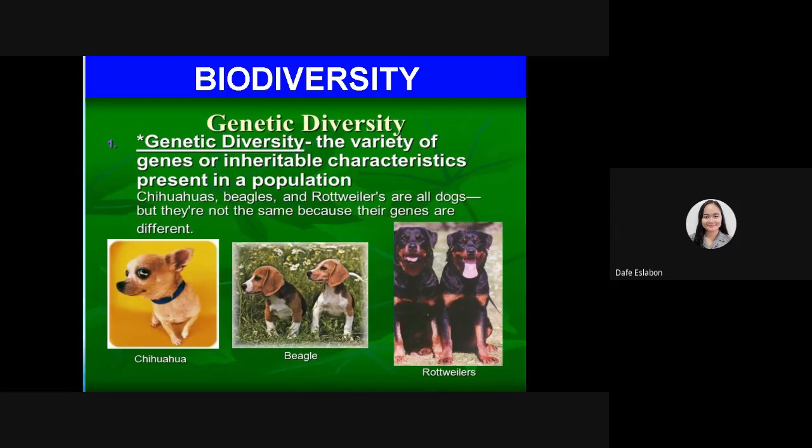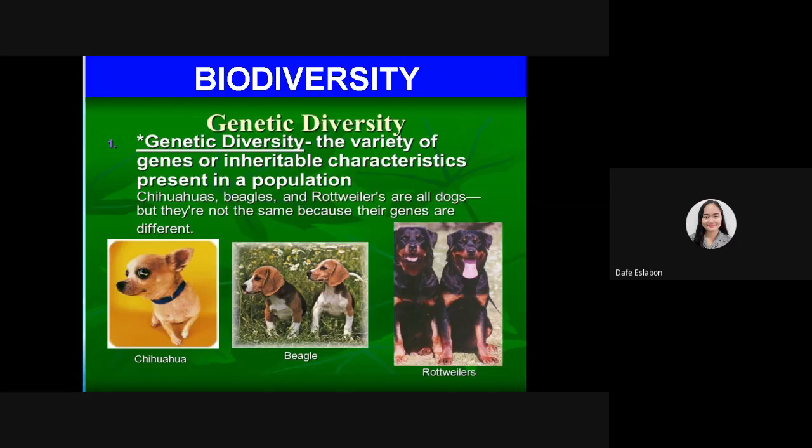By the way, I would like to thank Google for this picture. I have captured this picture from Google. Now, when you say genetic diversity, this is the variety or variations of genes or inheritable characteristics present in a population. For example, the genetic diversity of kinds of dogs. In dogs, there are many types. There are variations like the Chihuahua, the Beagles, the Rottweilers.